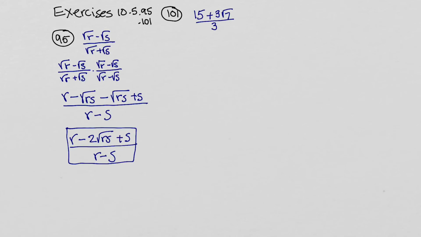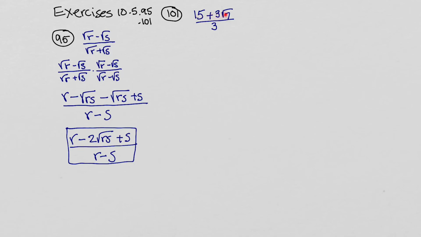Now this problem's a little bit different than the ones we've been doing. This denominator is already a rational number, so we don't have to rationalize it. But what we do want to do is simplify this whole fraction. Now we know how to simplify fractions. You factor and cancel.